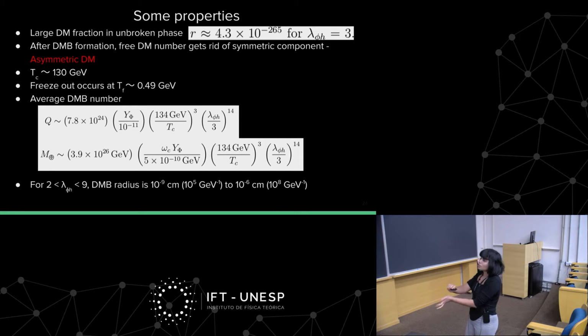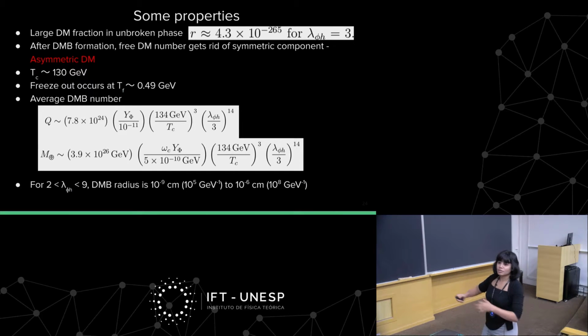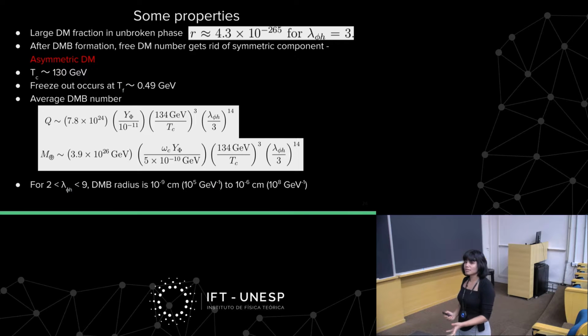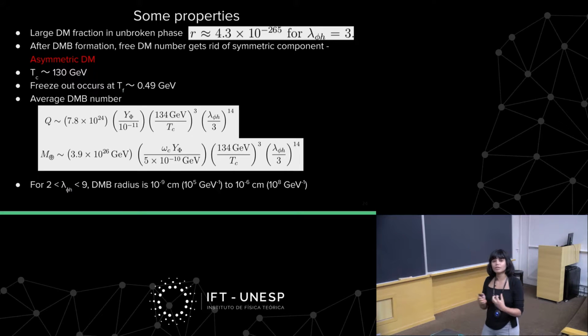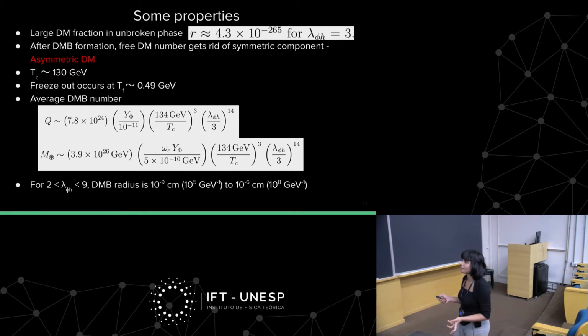we want to make sure that the dark matter fraction is such that it's mostly the dark matter balls and not the free phi states. We actually computed it, and we found that the ratio, the number of free phi states that you would have, is 10 to the minus 265. So it's really negligible. After this dark matter isolation happens, it's mostly the dark matter balls which exist. And eventually, the free dark matter number gets rid of all the symmetric component, and we end up with only what we know as asymmetric dark matter.